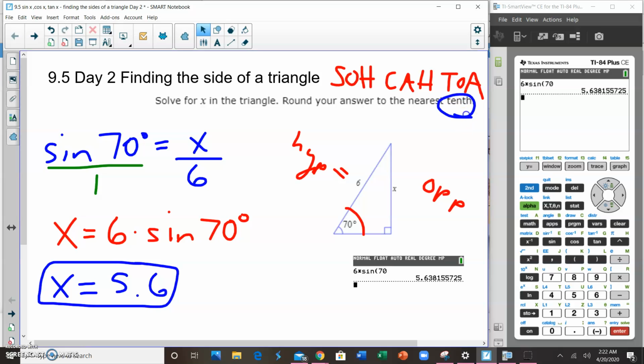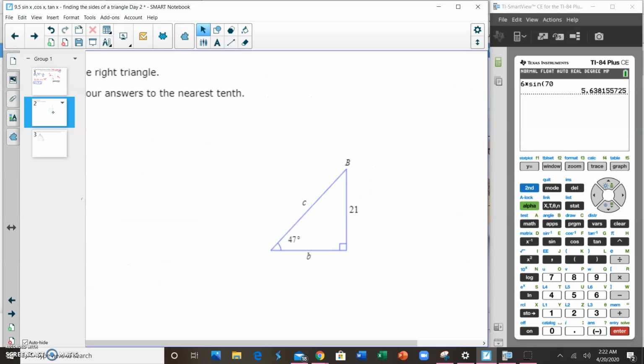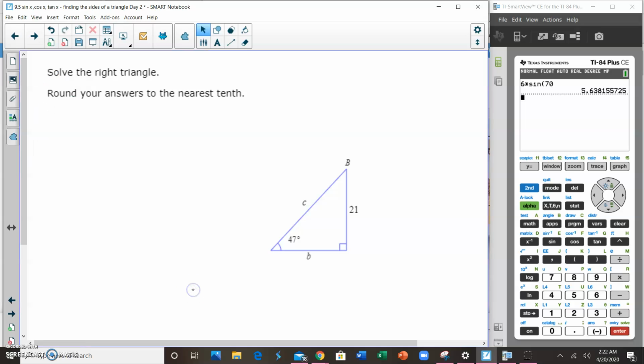All right, okay, on to the next question. I might actually get under 15 minutes today. What a deal. Okay, so for the next one, it says solve the right triangle, round your answer to the nearest tenth.